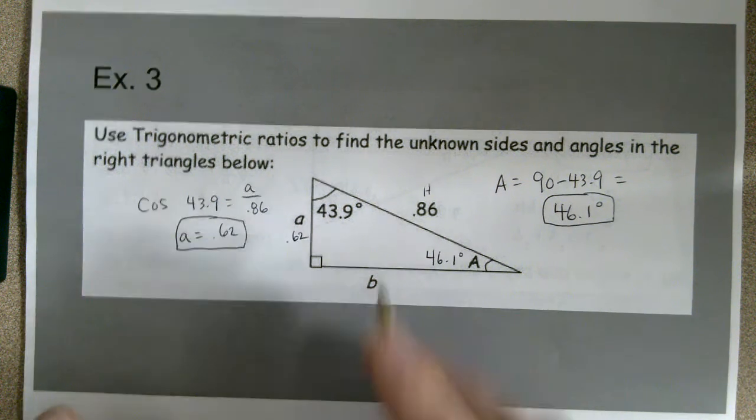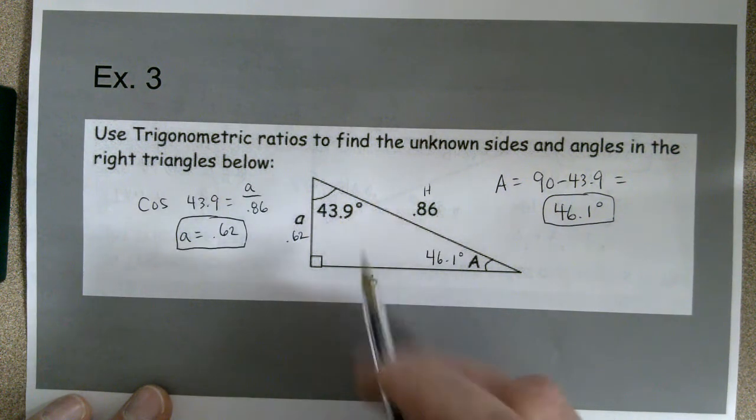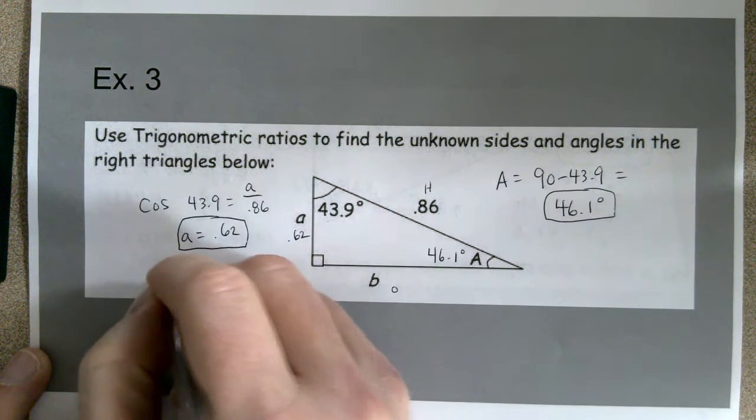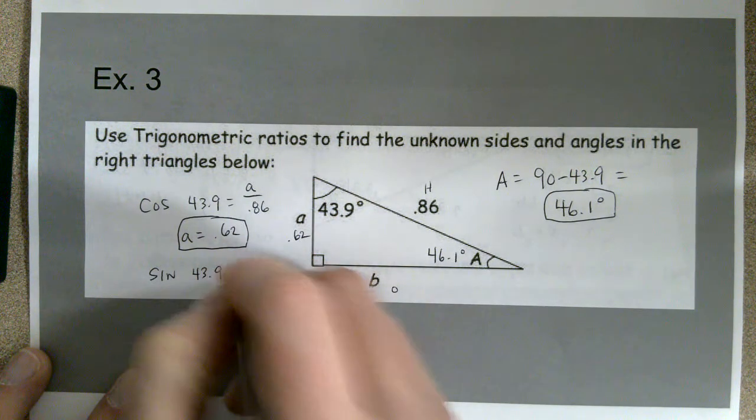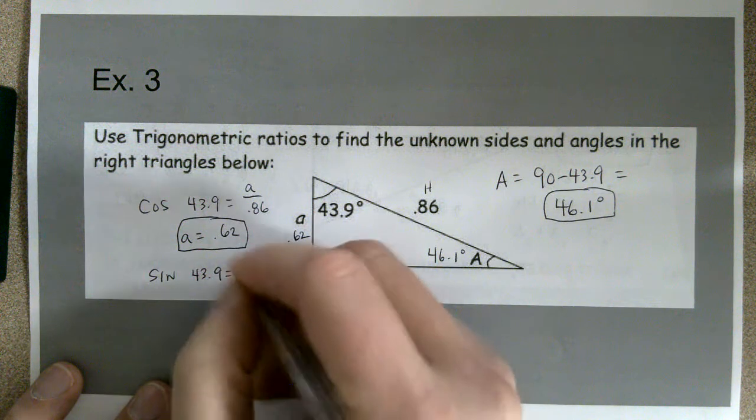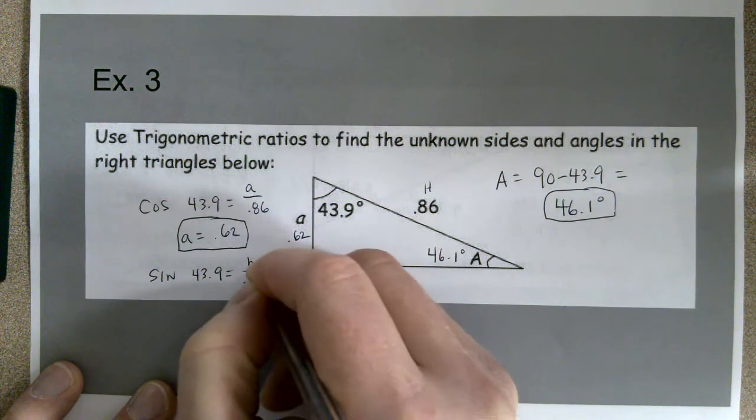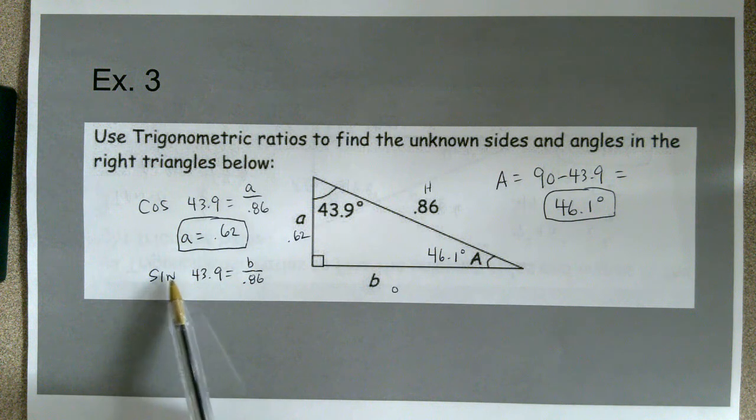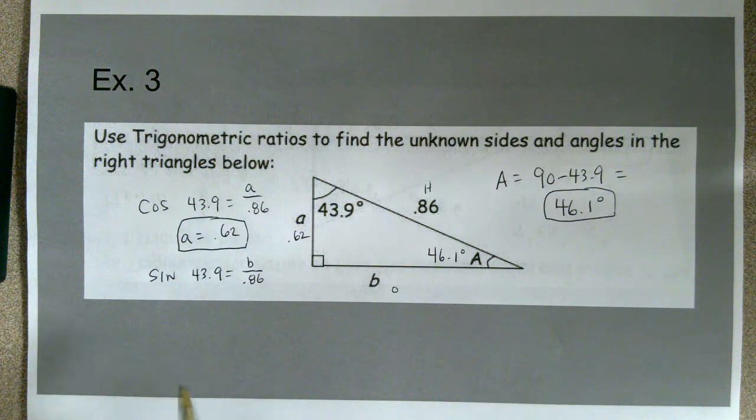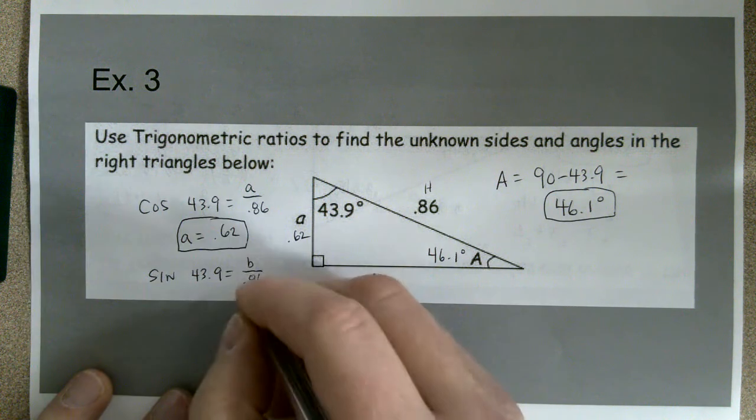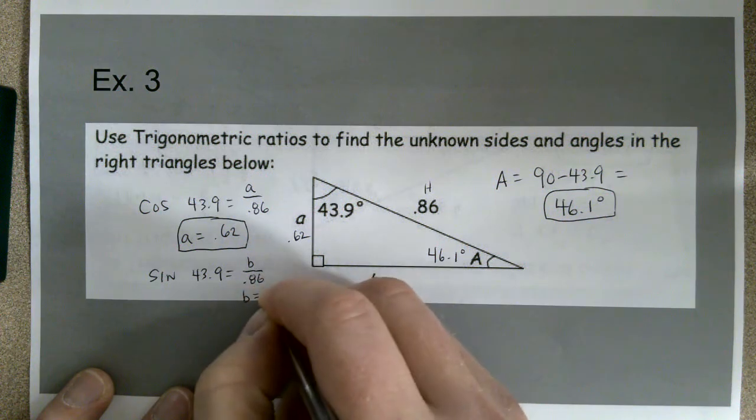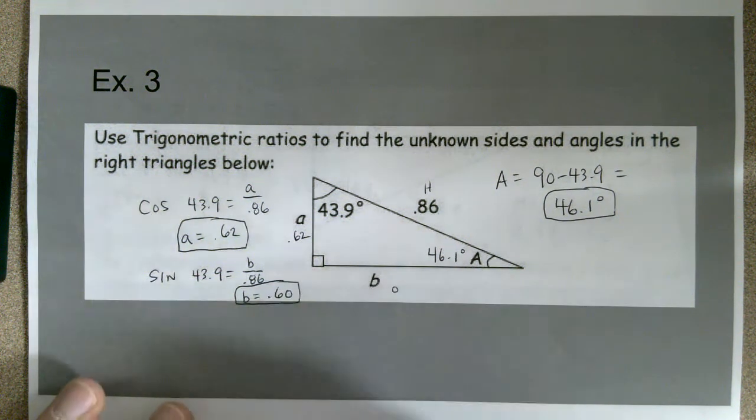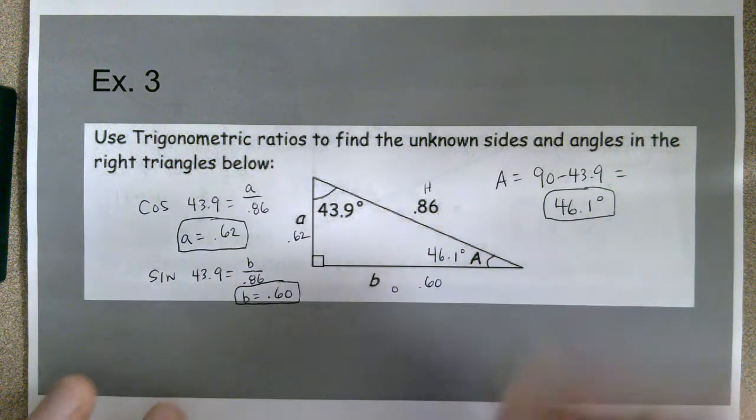Now to find B, with relation to this side and this angle, it is the opposite. So on this one, I would do the sine of 43.9 is equal to B over 0.86, which is pretty similar to what we just did on the previous cosine problem. I'm going to do the sine of 43.9 times 0.86. And when I do that, I get B to be approximately 0.60. Again, that's rounded. So B would be 0.60.